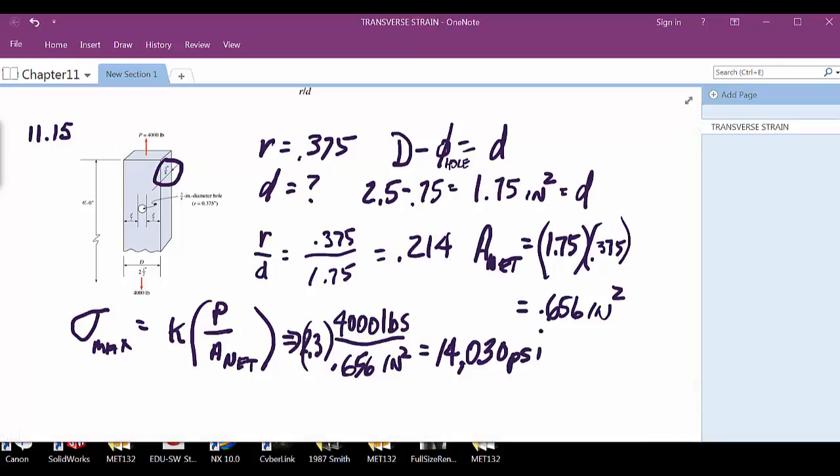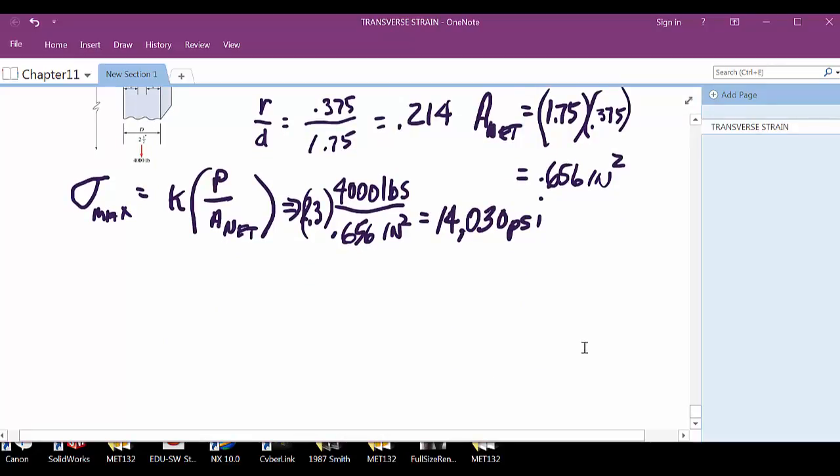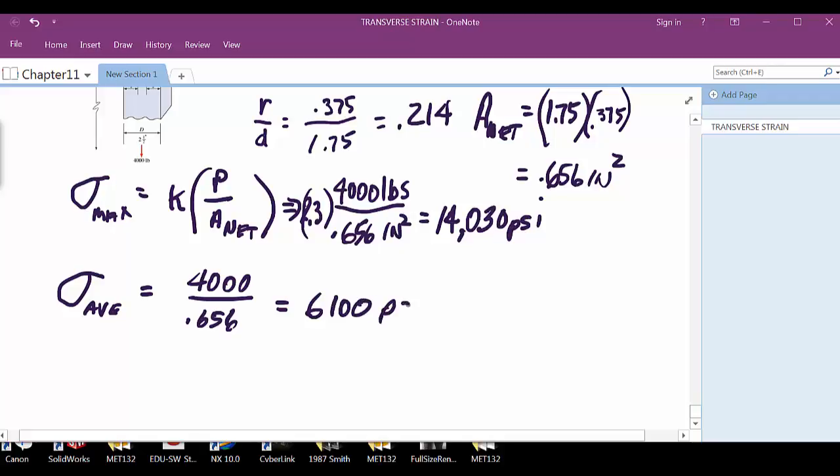Right. The average, that's the max, and that's based on that hole being in there. If you look at the one right above it in the example, notice they're just doing the 4,000 divided by the 0.656. That's if you don't have the hole in it. It's 6,100? That A net was calculated with the hole taken out of it, with the hole being drilled in it. Yeah, that's including the hole.